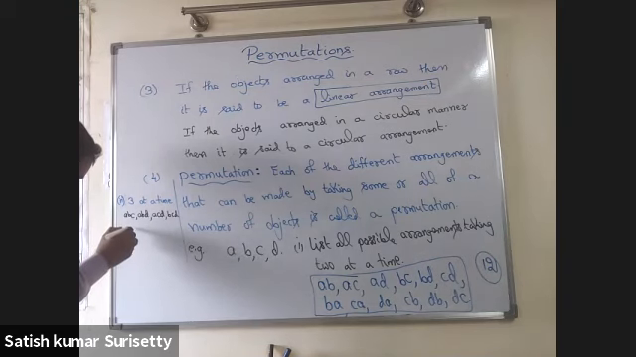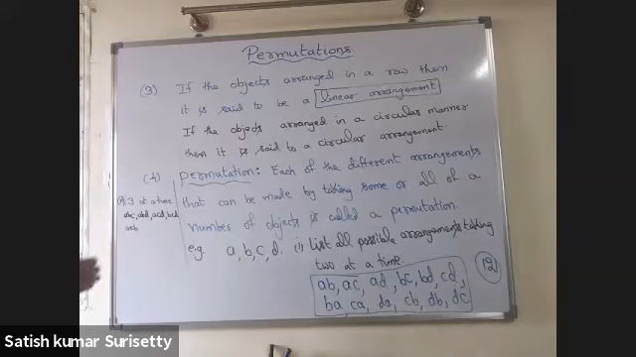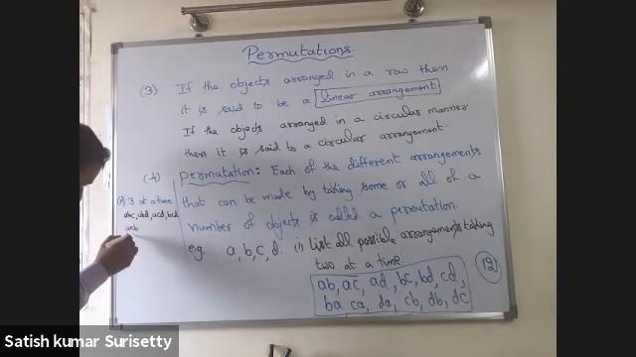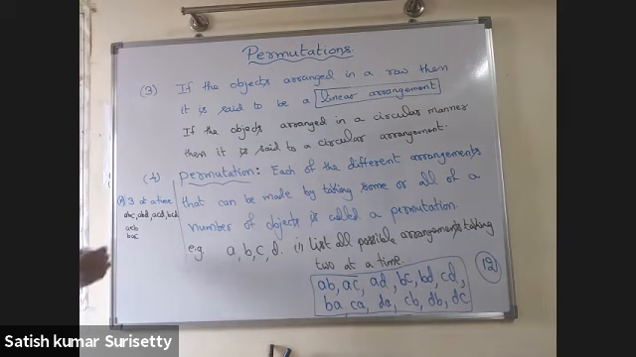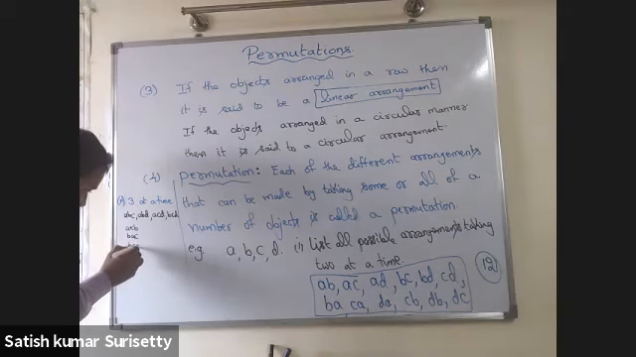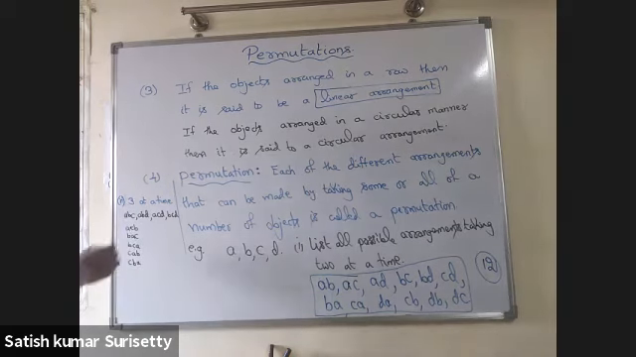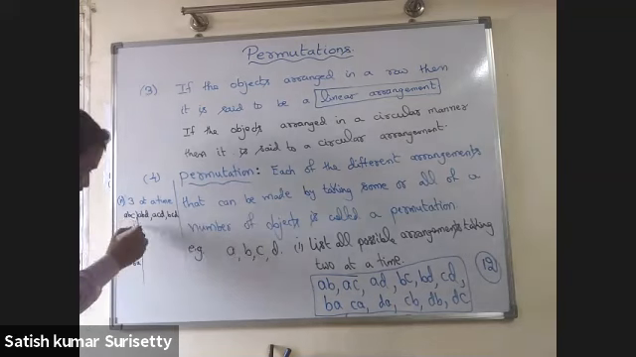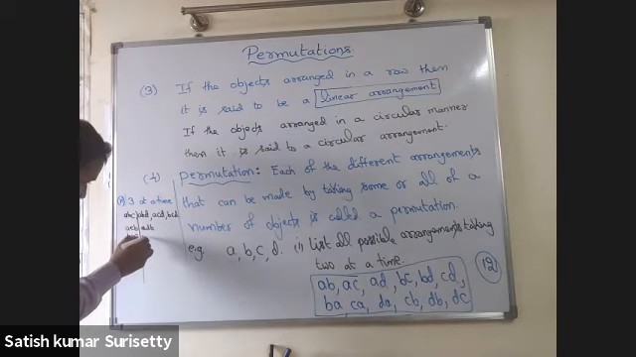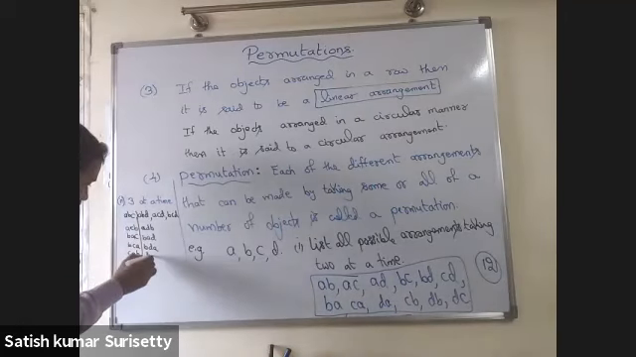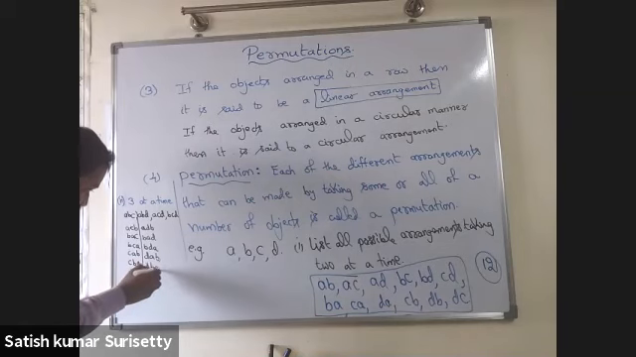ACB, BAC, BCA, CAB, CBA. Exactly in the same manner we can have for the second one also: ABD, ADB, BAD, BDA, DAB, DBA.